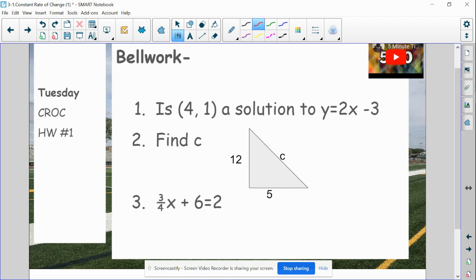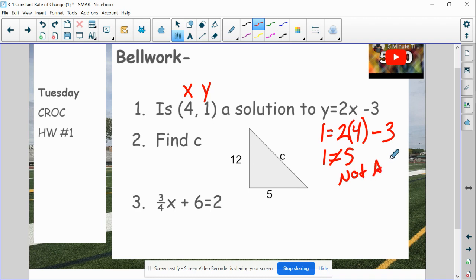Number one is from yesterday's notes that we did. You have your X and your Y, and you need to plug them into our equation where our X and Y are. So they want to know, is 2 times 4 minus 3 going to equal 1? Well, 2 times 4 is 8. 8 minus 3 is 5. So does 1 equal 5? No. So it is not a solution. Just ran out of space.